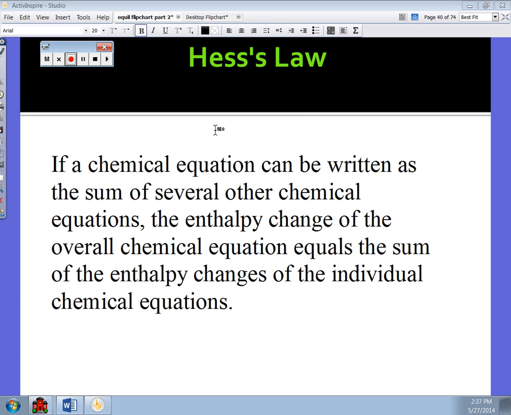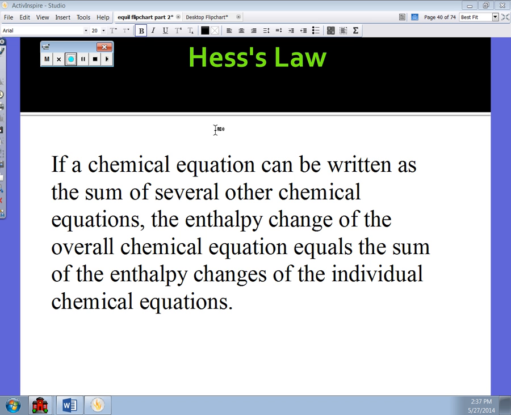This is the Hess's Law video. Hess's Law states that if a chemical equation can be written as a sum of several other chemical equations, the enthalpy change of the overall chemical equation equals the sum of the enthalpy changes of the individual chemical equations.